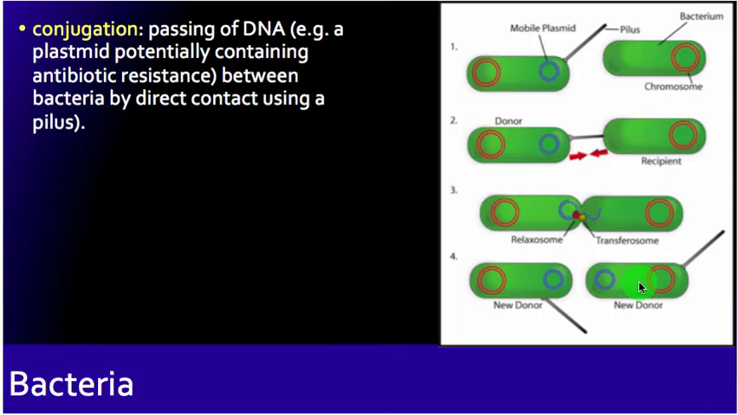Now, plasmids can also be picked up. Let's say if a bacterium is destroyed, another bacterium in that area may be able to pick that up as well, and then to be able to produce proteins that are basically included in the instructions of that DNA.